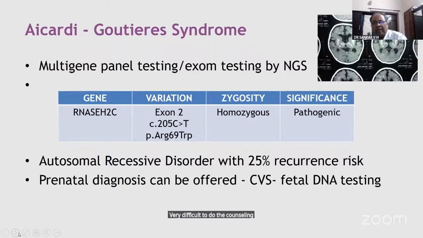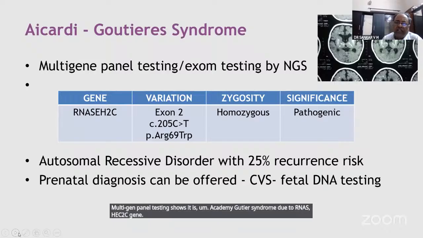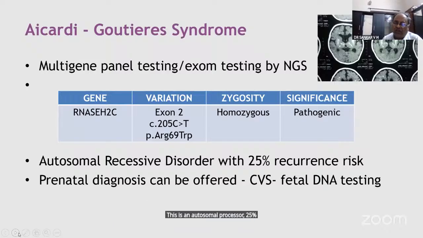Because one or two examples here: you can see that the child is having calcifications. Multi-gene panel testing shows it is a syndrome due to a gene, an autosomal recessive disorder. 25% recurrence, prenatal diagnosis can be offered. See, because it's a single gene disorder.